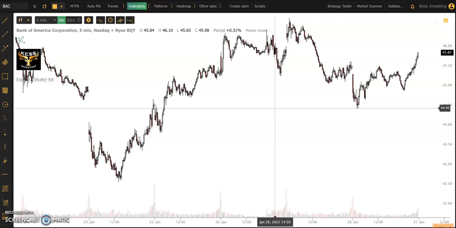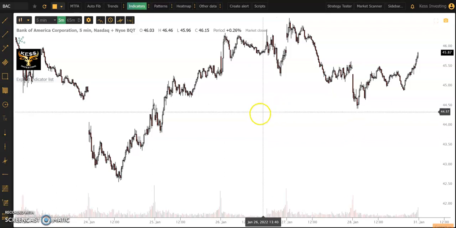As you see right here, I have the Bank of America 5-minute chart opened up, and we played a $46 call on this one. One of the big things that a lot of people starting off with technical analysis have a tough time with is overcomplicating their charts. If you look at my chart, I have two things on there, the candles and the volume, and that's really all you need to make trades on a day-to-day basis.